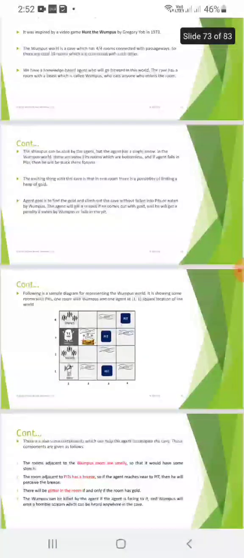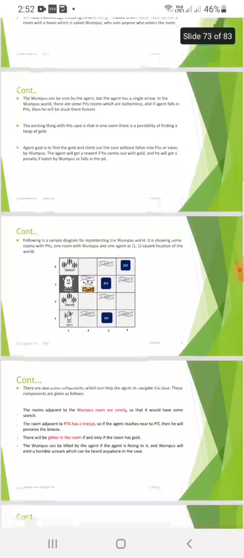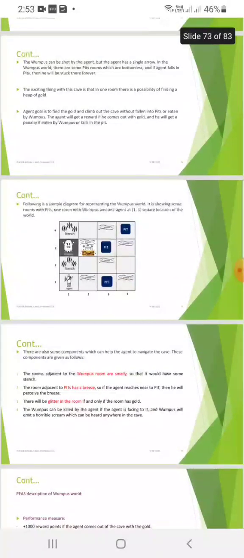I am just continuing with the next slide. The wumpus can be shot by the agent, but the agent has a single arrow. In the wumpus world, there are some pits, rooms which are bottomless, and if the agent falls in a pit, then he will be stuck there forever. You can see in the diagram the image shown here in blue color, it's a pit. So in the last column, the last row, the first man is called the agent, and you can see the wumpus here.